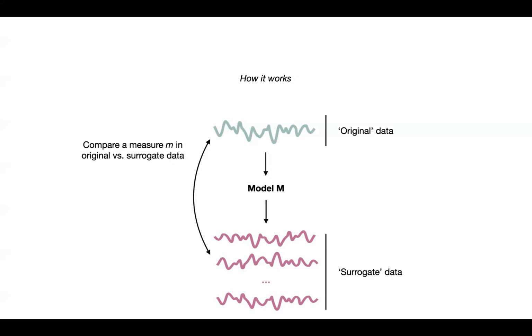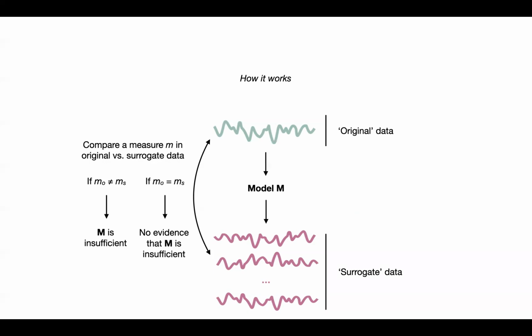And then we define one metric that we compute in the original and surrogate data. So we will have one original measure and a distribution of surrogate measures. And then we compare the measure in original data and in surrogate data. If they are different, then it means that M is not sufficient to fully describe the original data. That doesn't mean that M is useless or that it is bad, but there is a sign that something in the original data is not captured by the model.